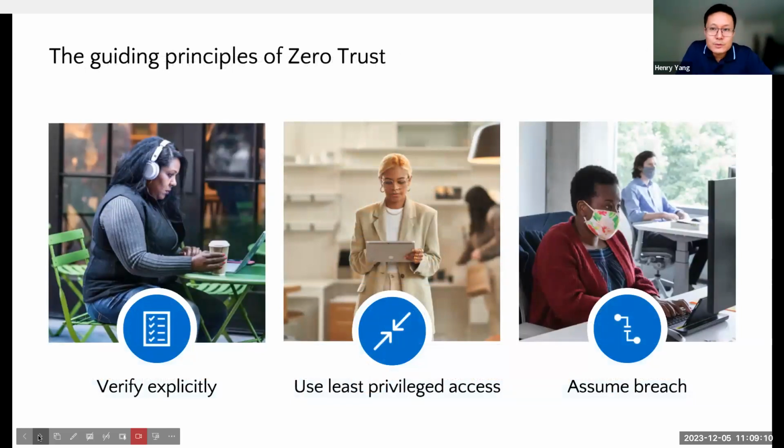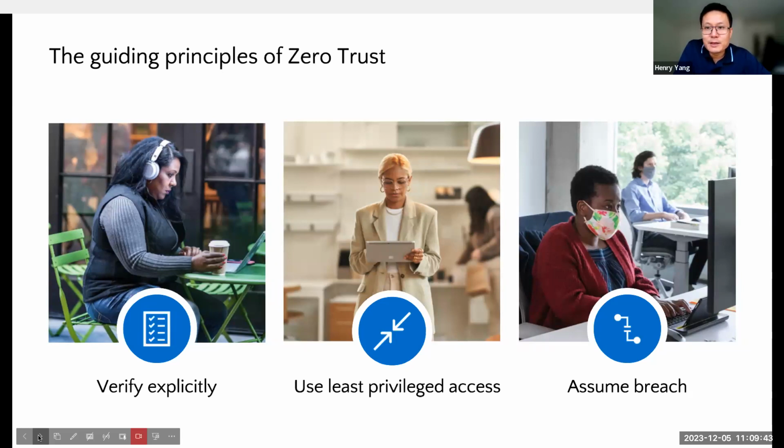So what are the guiding principles for Zero Trust? We talked about the challenges and why we need to bring in the concept of Zero Trust, and now the key concepts and principles. The first one is verify explicitly: always verify, as a security in-depth approach. Secondly, use least privilege access: we only give them the permission, the access, and the timing they need, whenever they need it. And always assume breach.